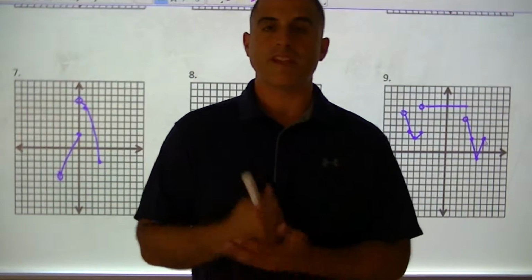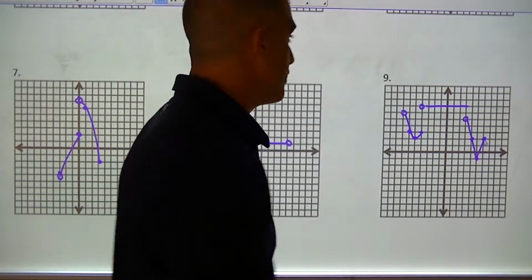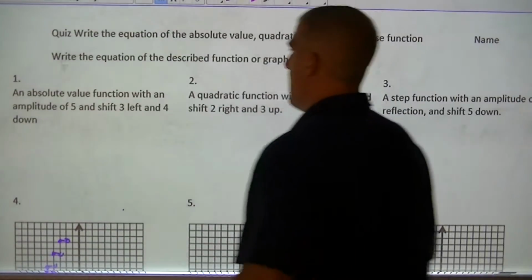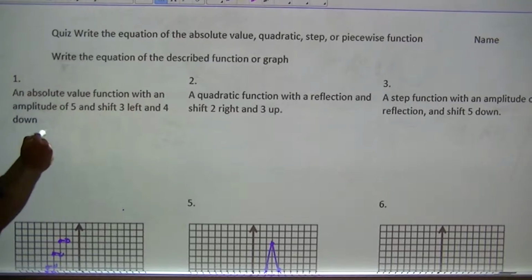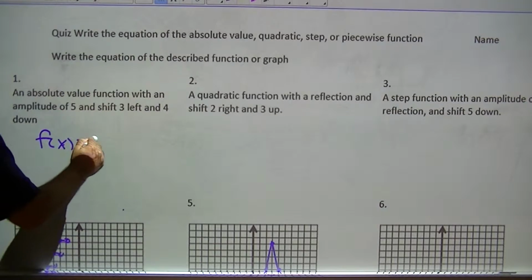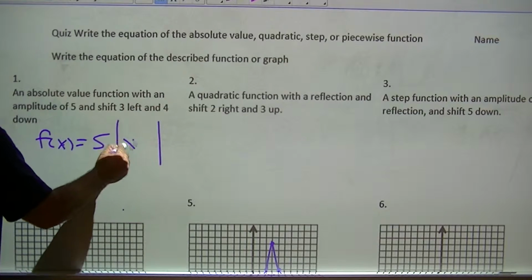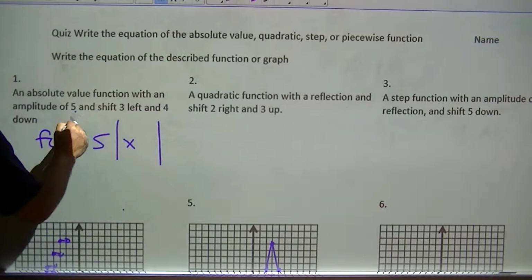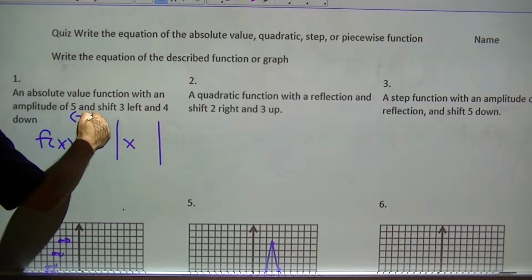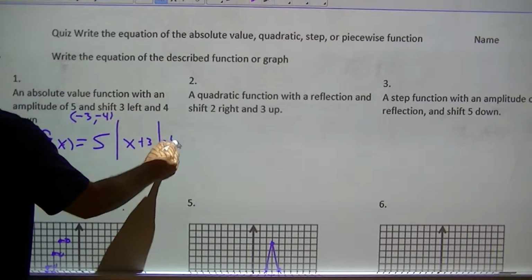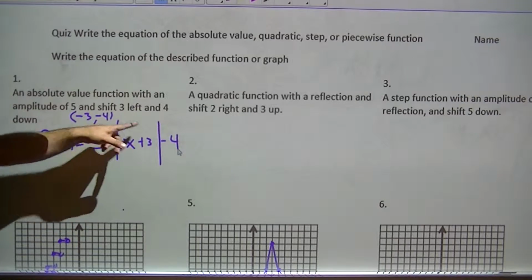Okay, this is going to be the advanced math quiz number 3 for Unit 2. We're going to fly through some of this. An absolute value function with an amplitude of 5, shifted left 3, so that would be -3, and shifted down 4. So that would be my anchor point, so +3, -4. Remember, opposite of what's inside, follow what's on the outside.